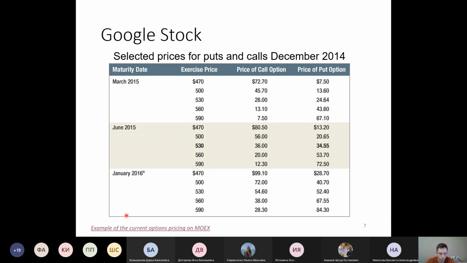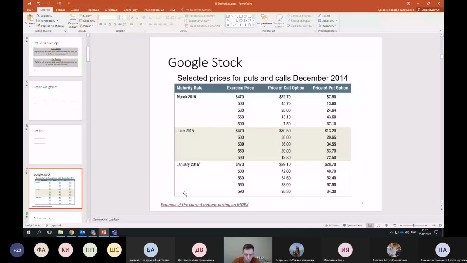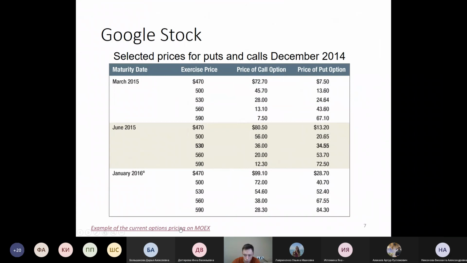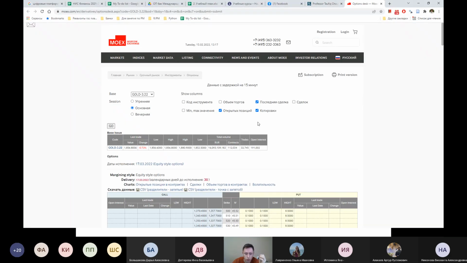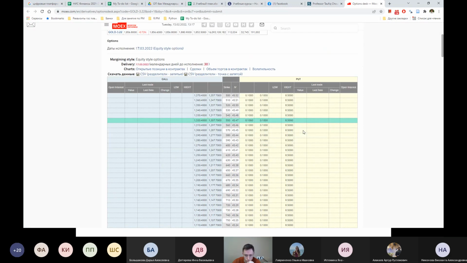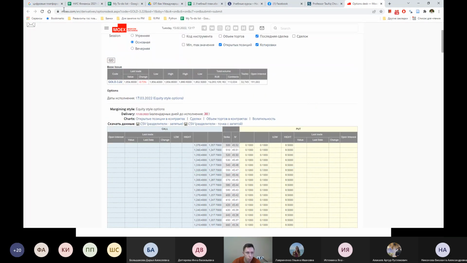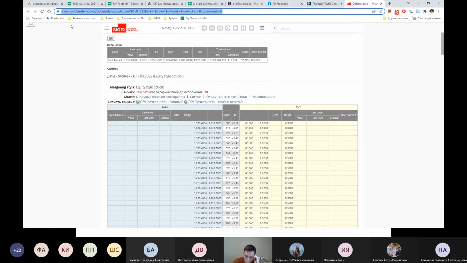Here we can go to the demonstration mode and I will show you now the example of the actual data on the options. Here it is. This is the website of the Moscow exchange. It is an exchange in Russia that trades options.